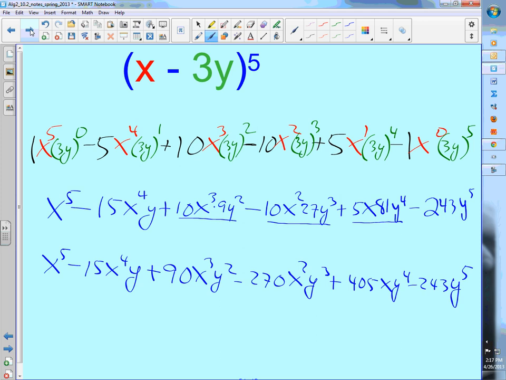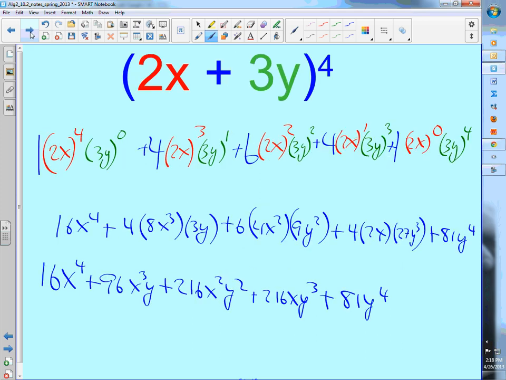Everybody good on this example? If it's a plus, everybody's plus. If it's a minus, the first term is plus, that means the 1. The second term is the minus.